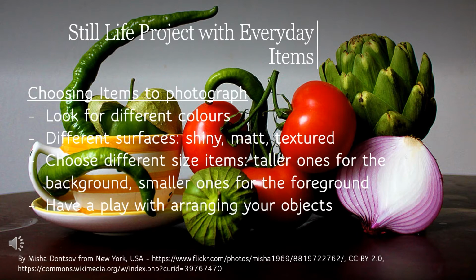When it comes to setting up your own still life composition, I find it very useful to try and look for different colors in the objects that I'm using, just to give a little bit of variety. Also, try and find items with different surfaces, like shiny items, matte items, textured items. That really helps adding to the interest of the image. Choose different size items, taller ones for the background, smaller ones for the foreground, and then have a play with the arrangement of your objects and see what looks good to you.